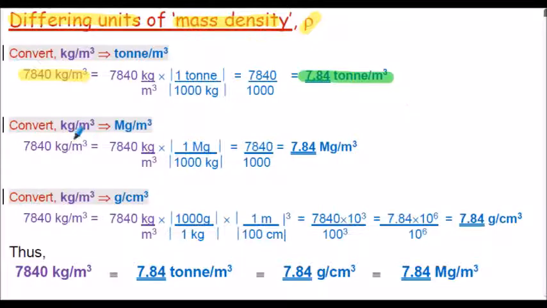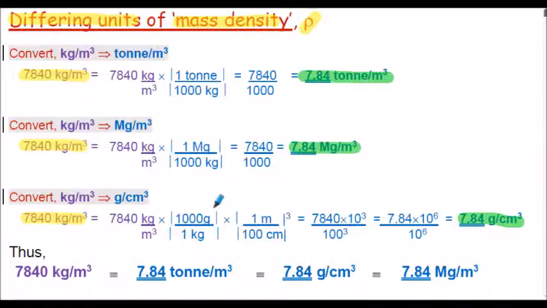This time we're converting the mass density of steel into megagrams per meter cubed, and that evaluates to be 7.84 megagrams per meter cubed. Converting the mass density of steel now into grams per centimeter cubed, that evaluates to 7.84 grams per centimeter cubed, again using our unity bracket method.